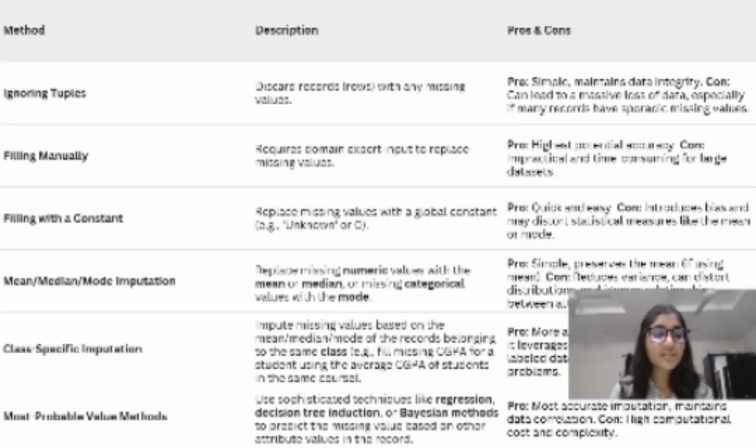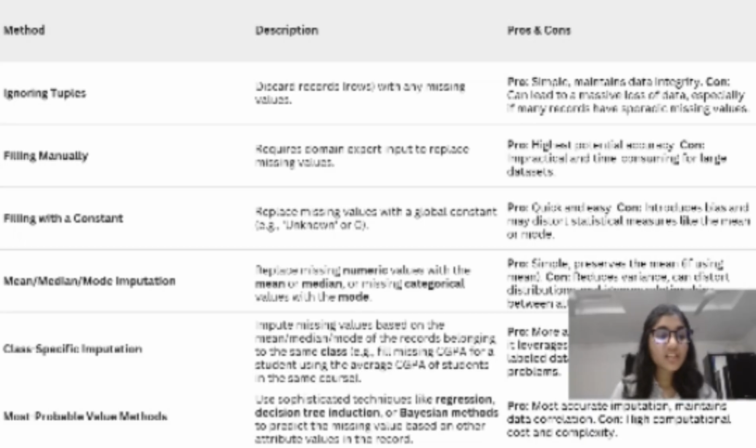Then the second method is filling manually. The description is that it requires domain expert input to replace missing values. Pros are the highest potential accuracy. Cons are that it is impractical and time consuming for large data sets. Then the third is filling with a constant. The description is to replace missing values with a global constant. Pros are that it is quick and easy, and cons are that it introduces bias and may distort statistical measures like the mean or mode.